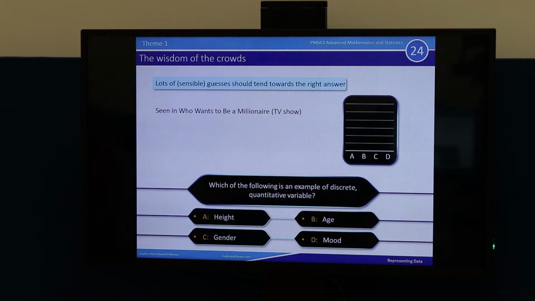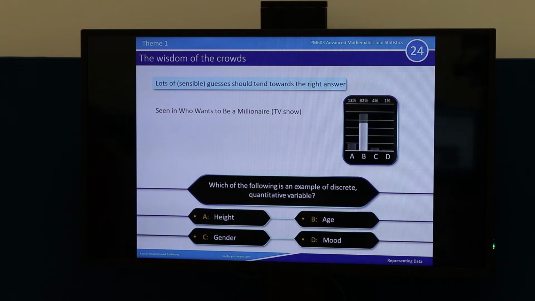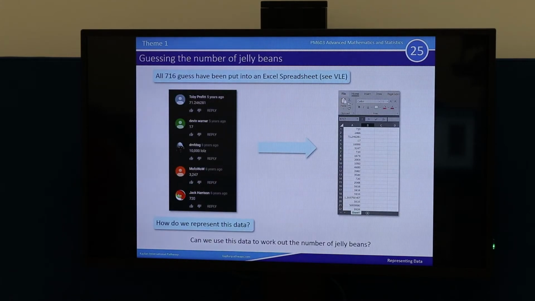Now, most of the time, the audience get it correct. And the reason being, because even if they don't know, they may have an inkling. They may have a guess. It's a sensible guess that they might have. But if you put all of these sensible guesses together, they will tend towards the right answer. So in this case, let's suppose that 82% of the audience thought that B was the correct answer, and it is the correct answer. But my point is, the wisdom of the crowds is all about, if you take lots of sensible guesses, it should tend towards the right answer.